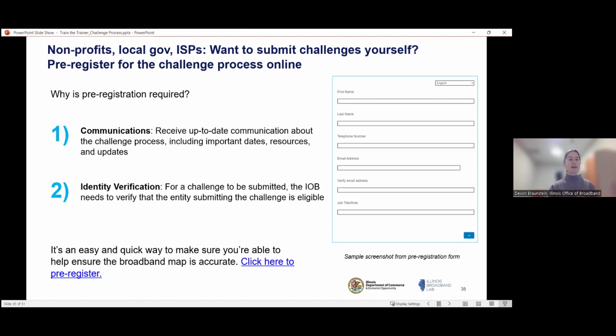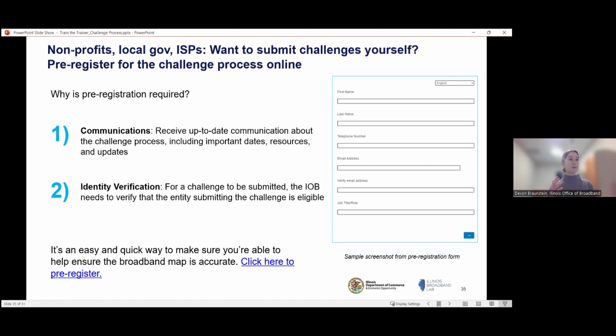So all of that being said, if you want to participate in the challenge process directly, meaning beyond taking the speed test, we'll need you to pre-register. So we can put the link in the chat, and pre-registration is very easy. There's really no harm in it. We just need to verify that you are an eligible entity and get your information so you get that information on when the challenge process is opening up.